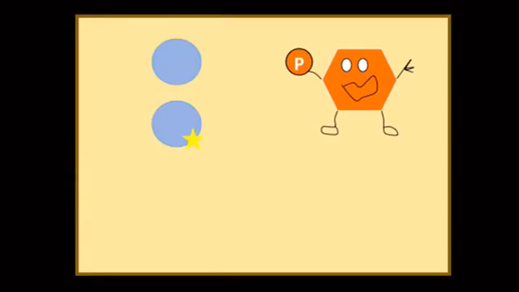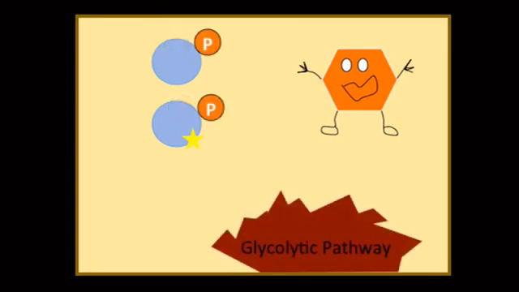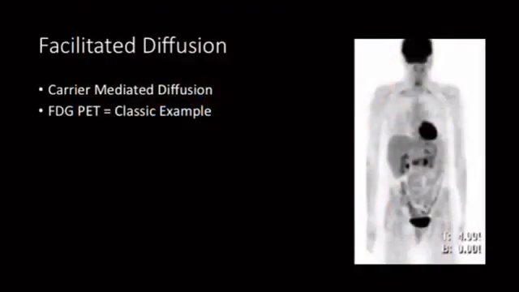And then once it's in the cell, that's a whole different story on how to actually get it trapped there, with getting a phosphate group stuck on there, etc. And then depending on if it's the real deal or not, whether or not it ends up down in the glycolytic pathway. So more on that, if you want, you can watch the PET talk.